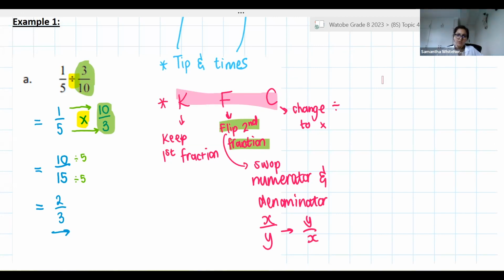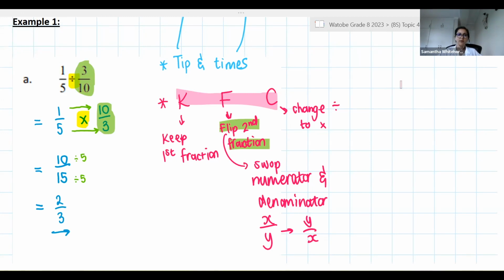Alrighty, Layla, I saw you wanted to say something. Yes? Ma'am, when we flip the fractions, is it not called reciprocal? It is, yeah. It's quite a big word, but yes, you're finding the reciprocal. Okay, thank you. Sure.